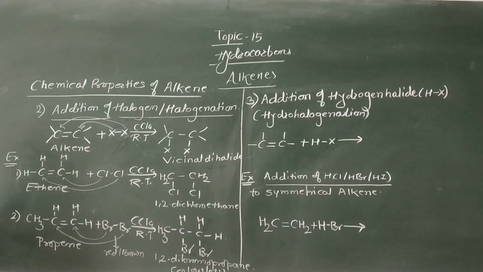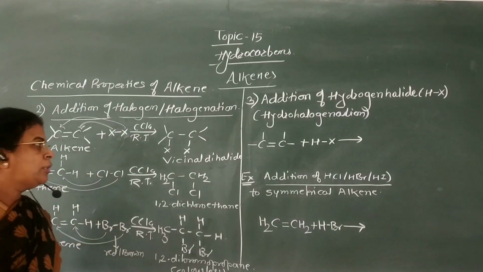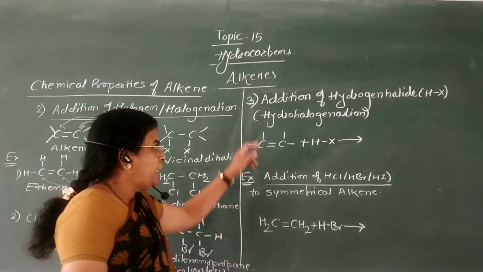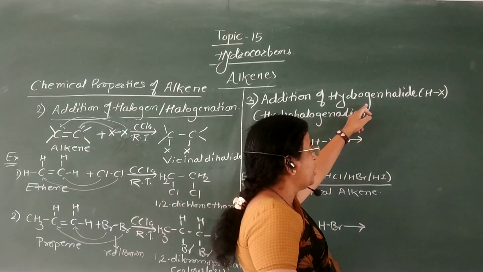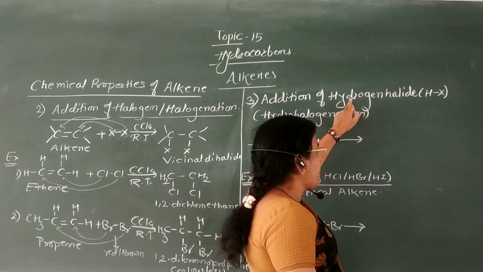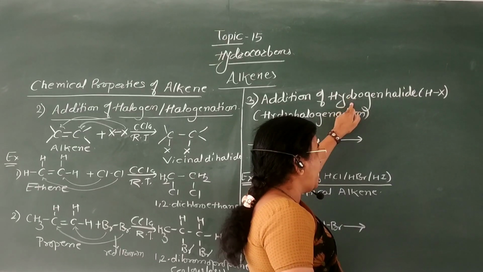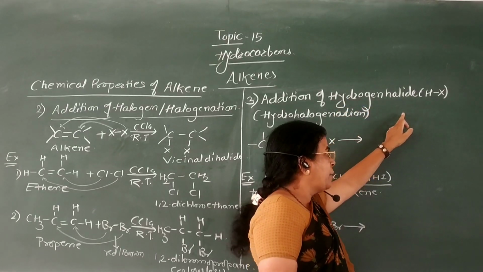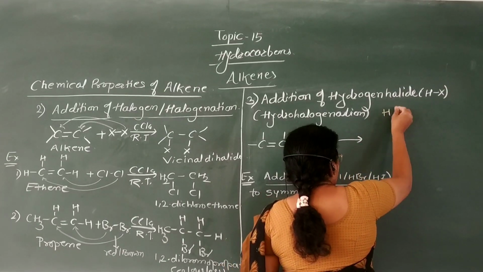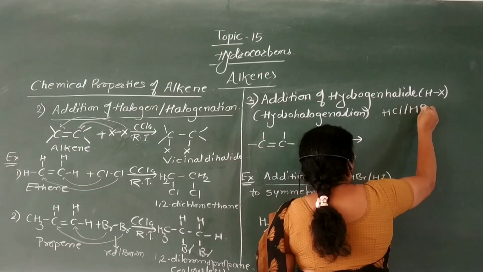Now we are going to see the third chemical property of these alkenes, which is addition of hydrogen halides. Hydrogen halide means hydrogen atom and halogen atom, that is HX, where HX may be HCl or HBr or HI.